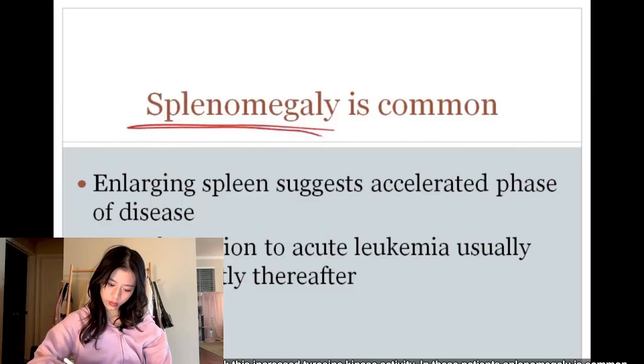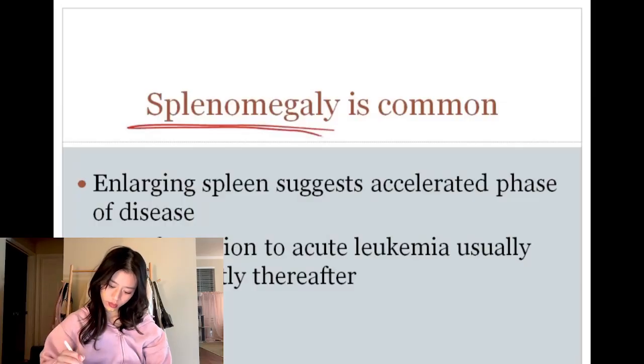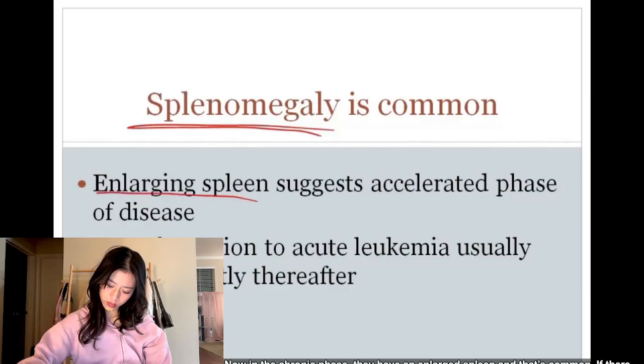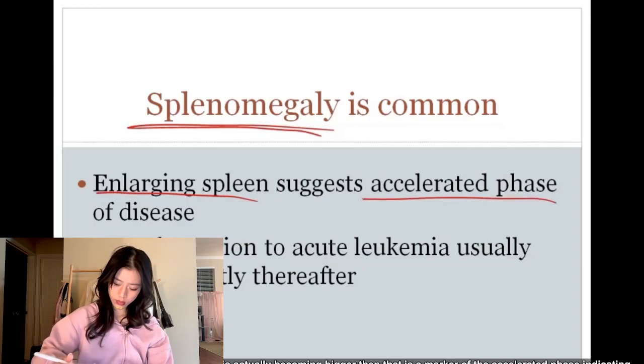In fact, you can divide CML into three phases. There's the chronic phase, the accelerated phase, and then finally the transformation phase where they develop acute leukemia. Now, in the chronic phase, they have an enlarged spleen, and that's common. If there is an enlarging spleen, that is, the spleen is actually becoming bigger, then that is a marker of the accelerated phase, indicating that the patient's disease is getting worse.